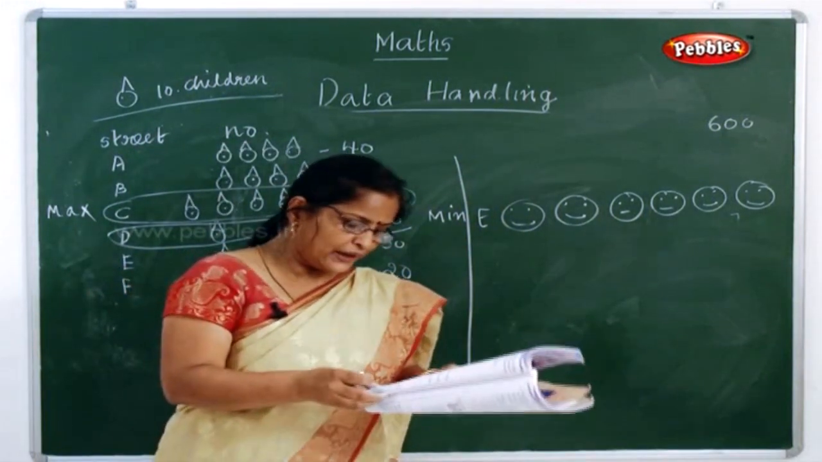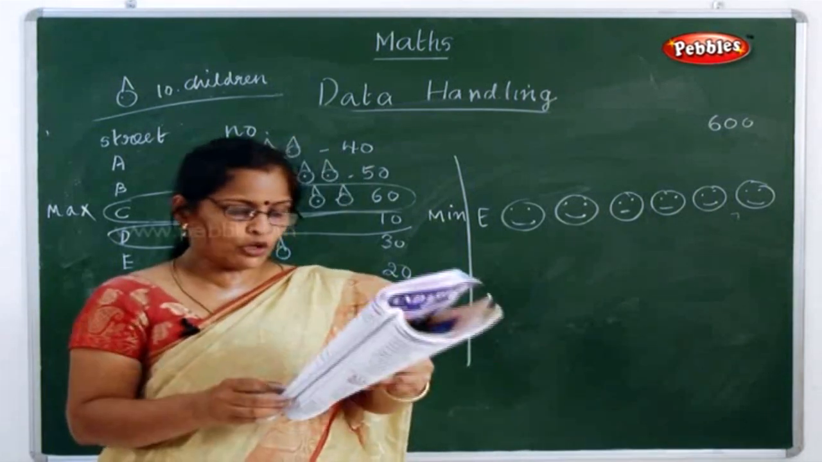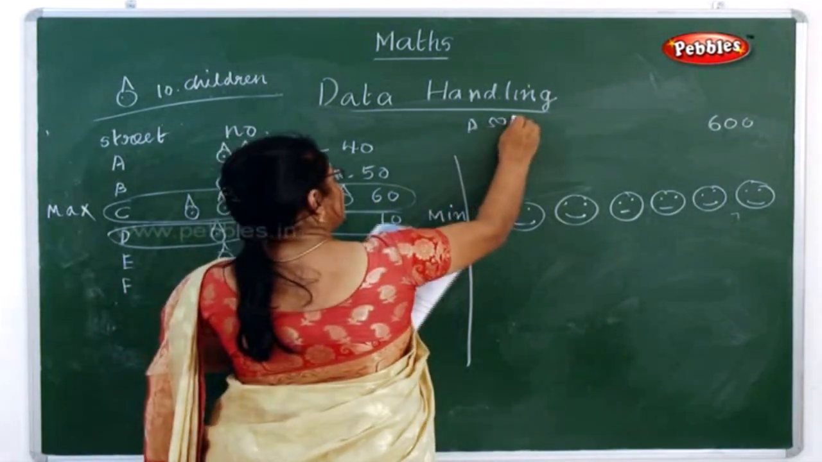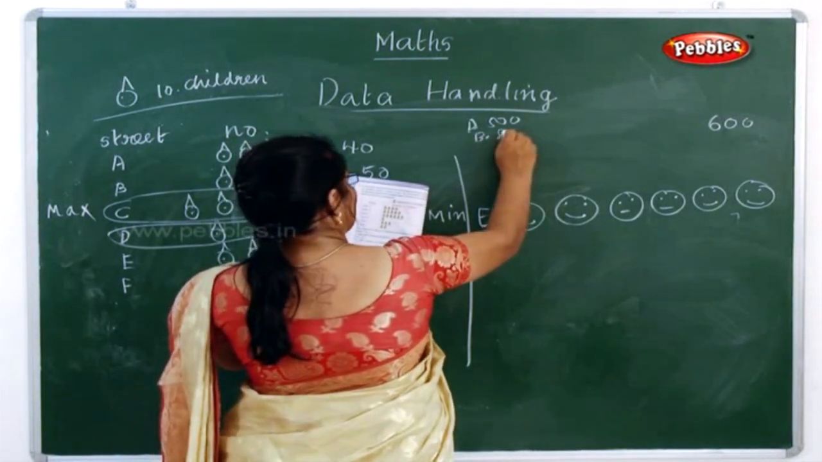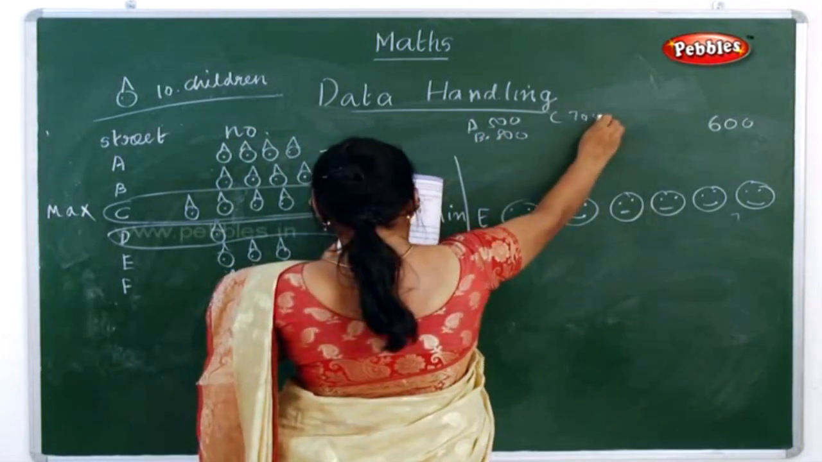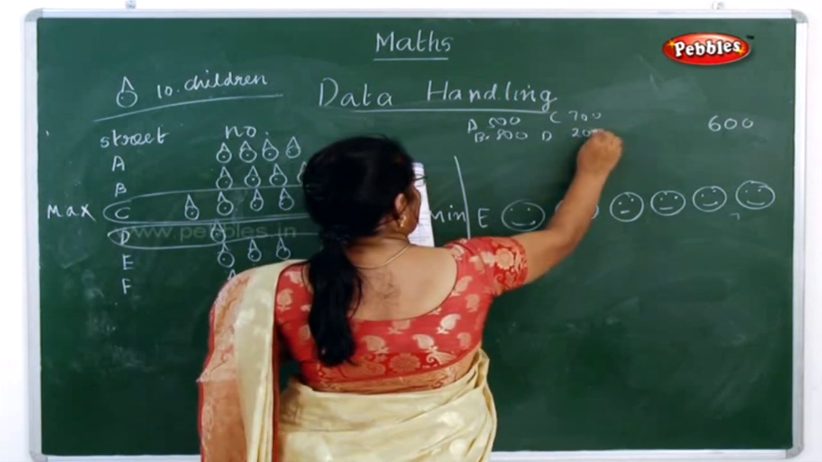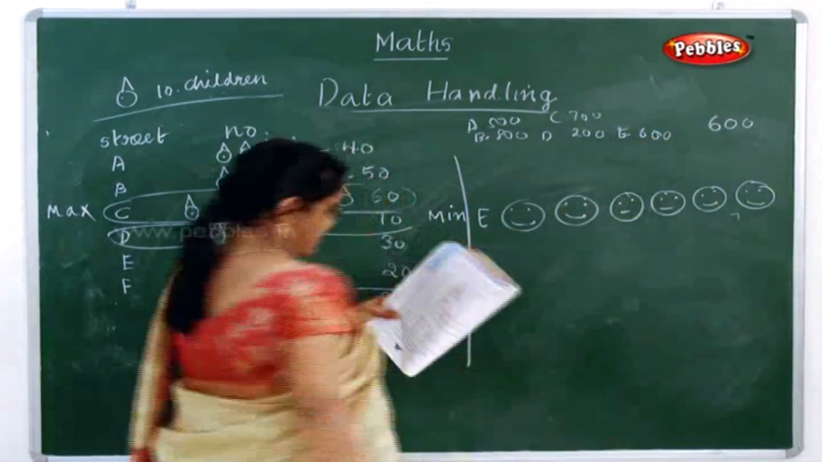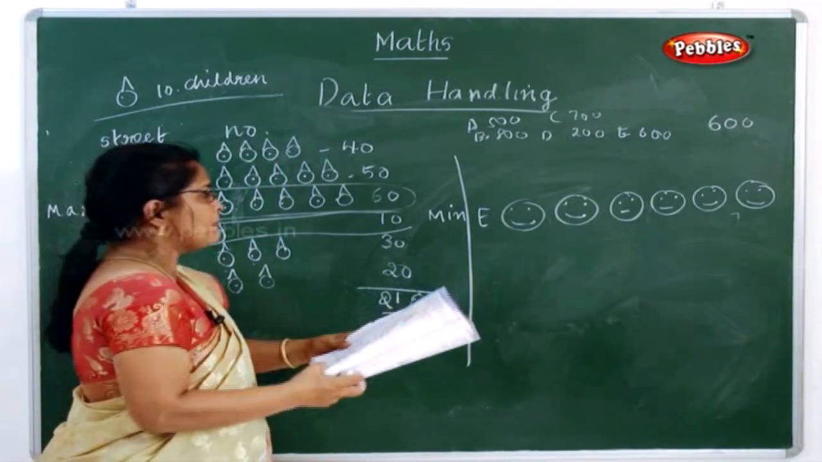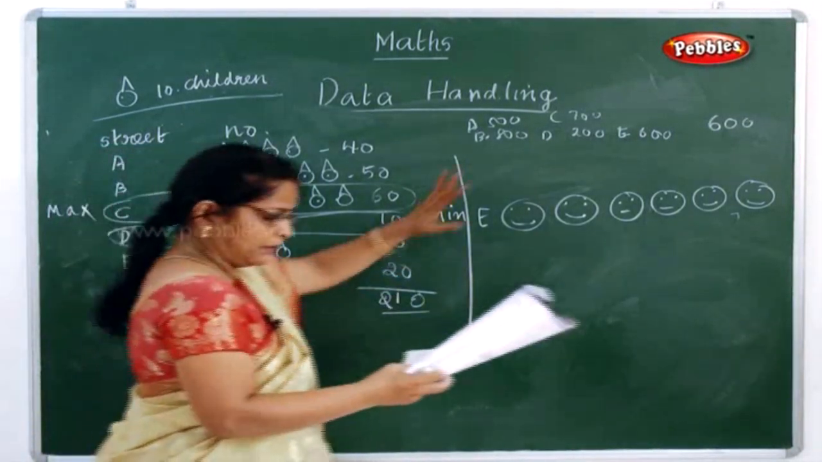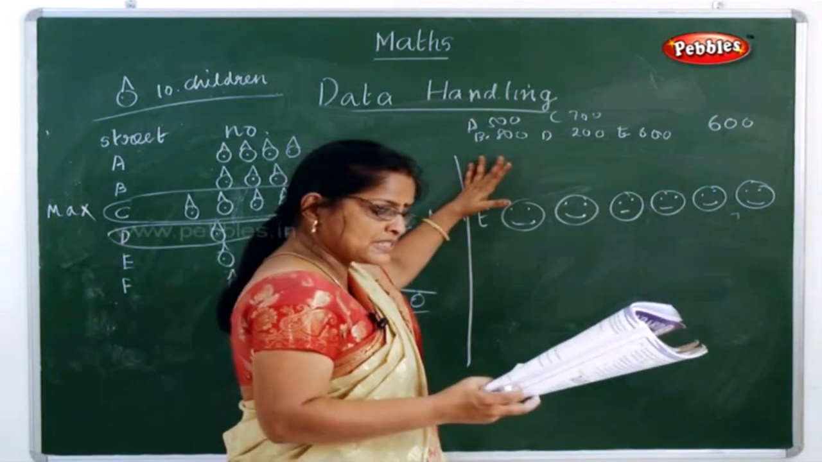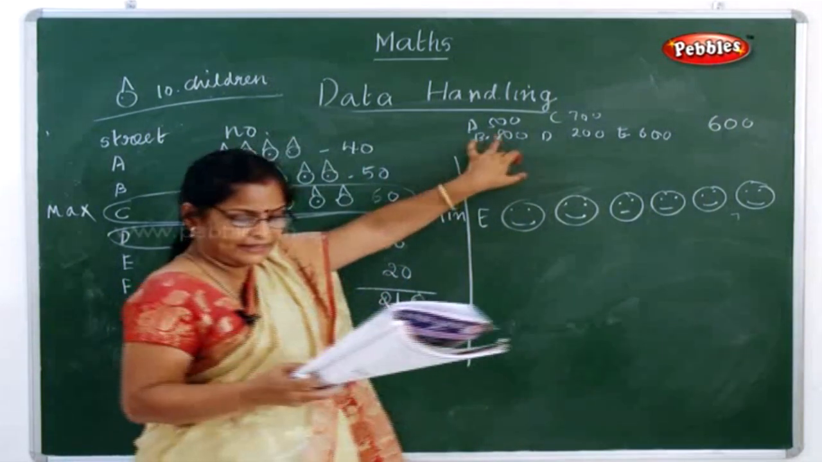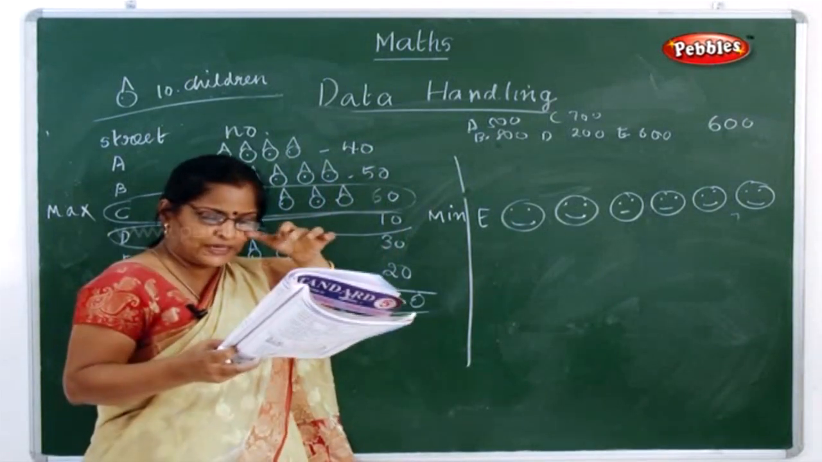Now, which village has a maximum number of people? A has got 500. B has got 800. C has got 700. D has got 200. E has got 600. Now, what is the question they have asked? Which village has a maximum number of people? Now tell me, which village has got the maximum number of people? It is village B, because 800. Maximum number of people is village B.